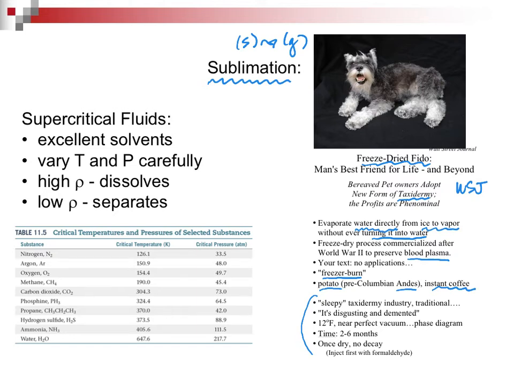The other part where we talked about the critical point, when you get to that point, you have something called a supercritical fluid, and it becomes an excellent solvent. You can vary the temperature and pressure very carefully. When you have a high density supercritical fluid, it will dissolve something. When you have a low density, it'll separate it out.